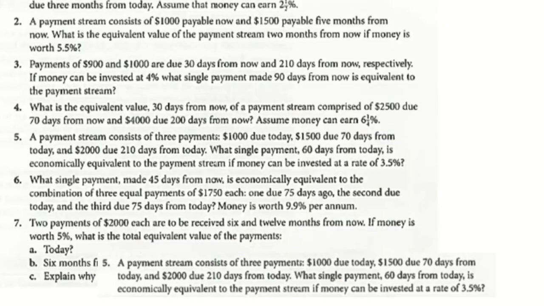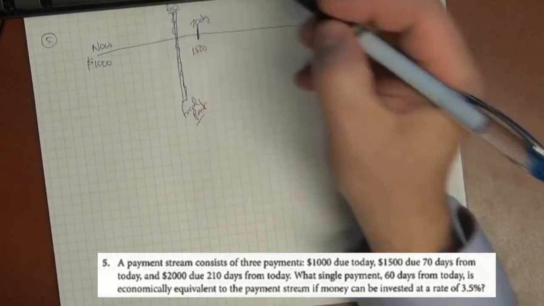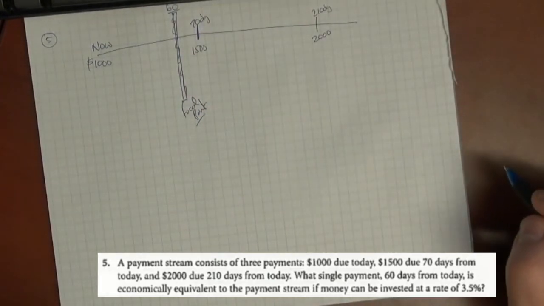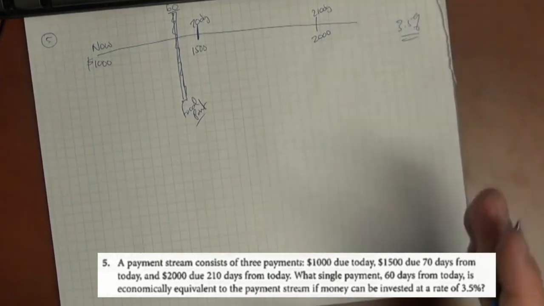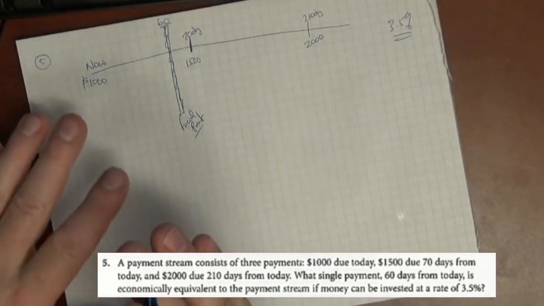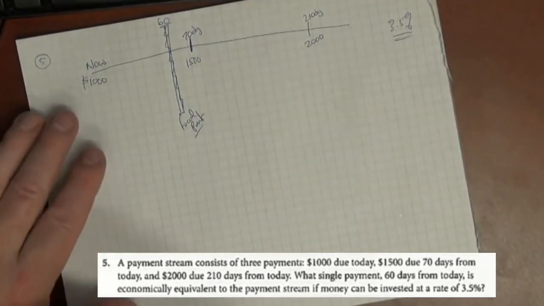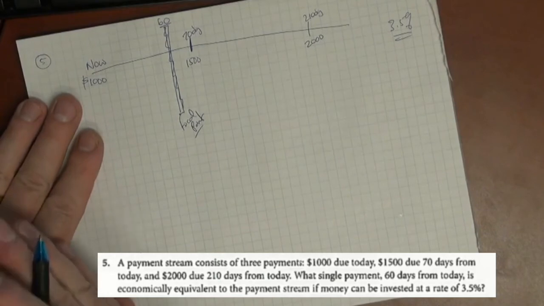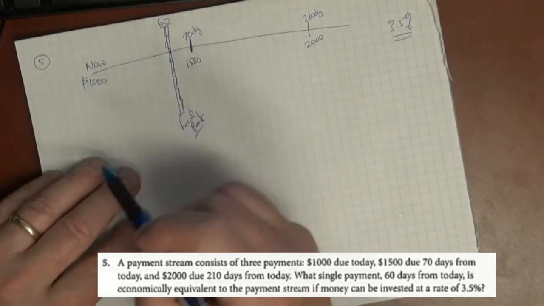What single payment 60 days from today? So 60 days from today is what we want to focus on. That's our focal point right there, day 60, at 3.5%. Okay, so we've got some numbers to the right of the focal point and some to the left. So in other words, we need to consider what's future value and what's present value. Well, let's take a look.